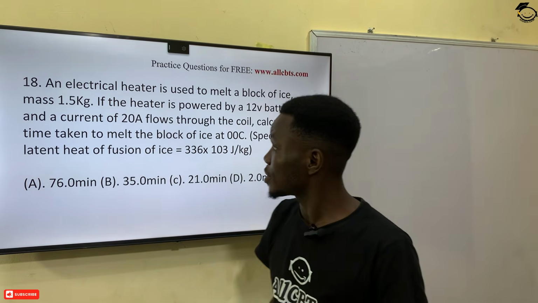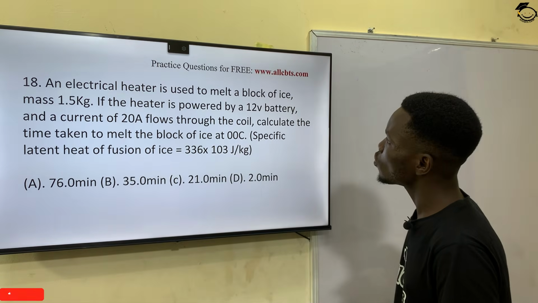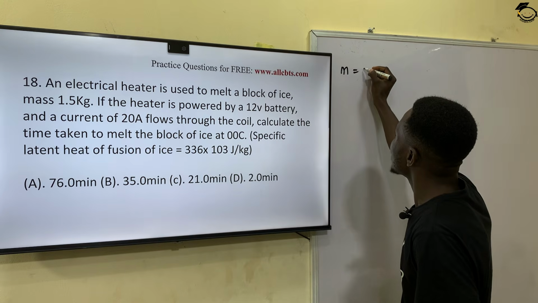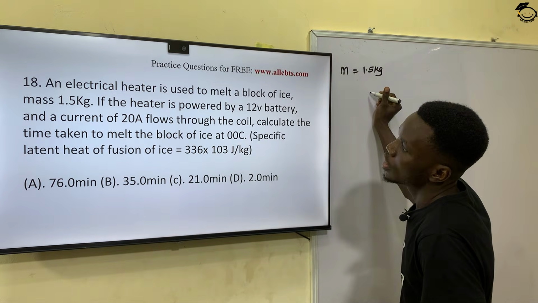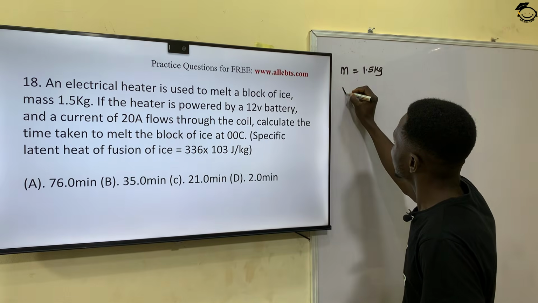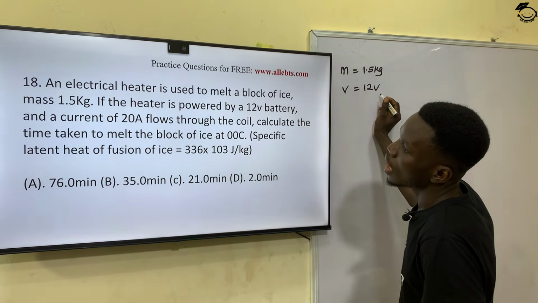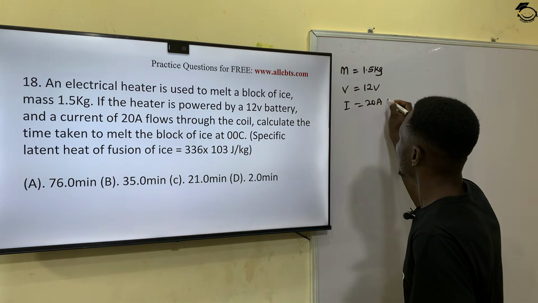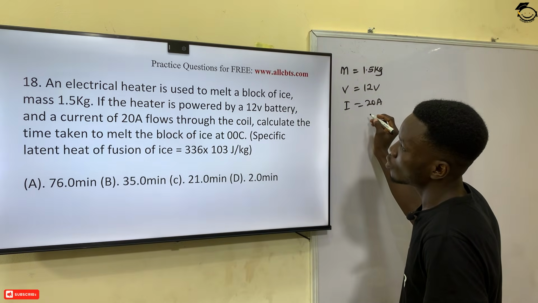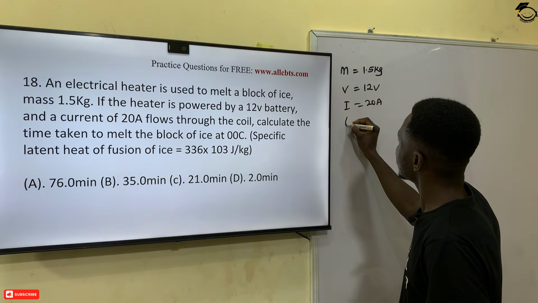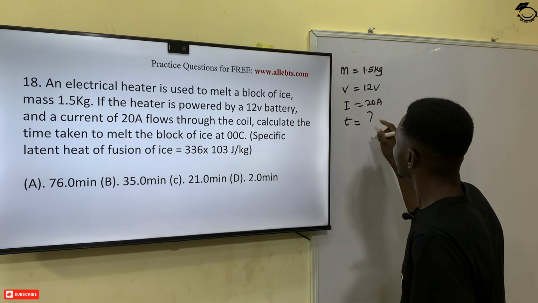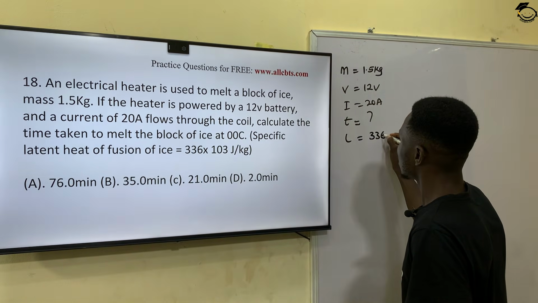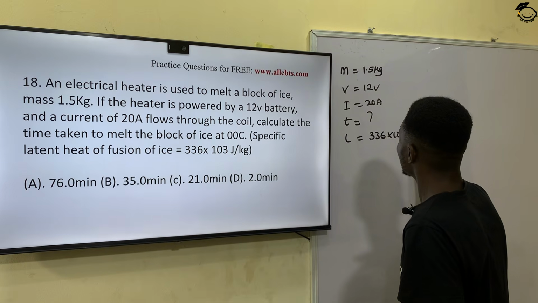That is also question number 18, which says an electric heater is used to melt a block of ice of 1.5 kg. So the mass of the block of ice is 1.5 kilograms. If the heater is powered by a 12-volt battery, the voltage is 12 volts. And a current of 20 ampere flows through the coil. So we have a current of 20 ampere flowing through the coil. Calculate the time taken to melt the block of ice at 0 degrees Celsius. So the time taken is unknown. And we're given the specific latent heat of fusion of ice as 336 times 10 raised to power 3 joules per kilogram.